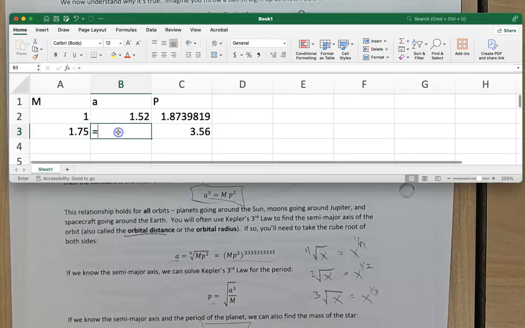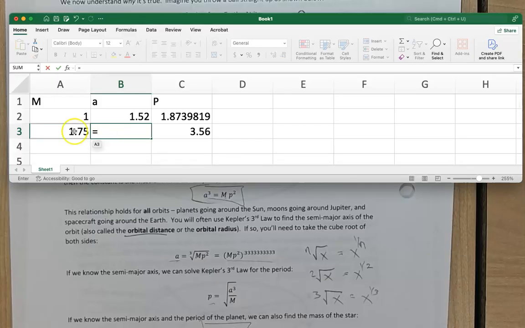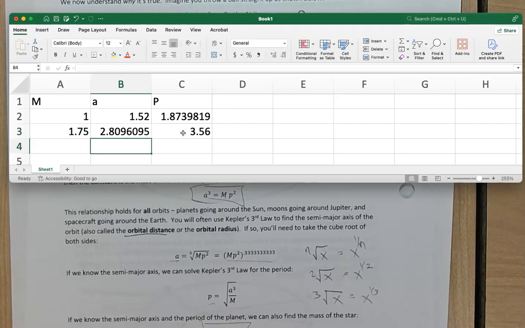So then here, A equals what? Equals open parenthesis, M times the period squared, right? So we got all that, and then raise it to the 1/3 power. So, to the power of 0.333333. Okay, there we go.